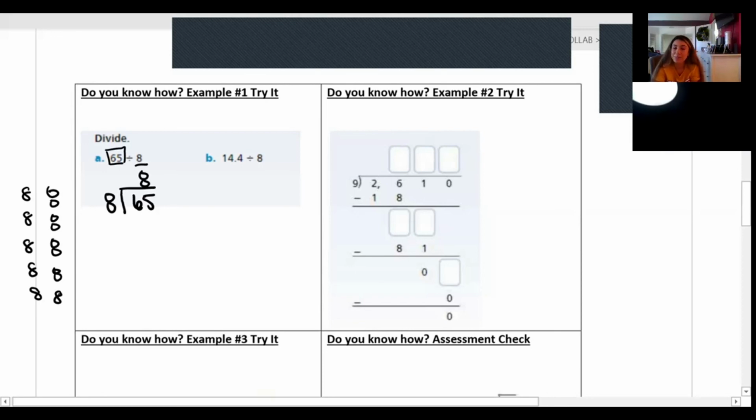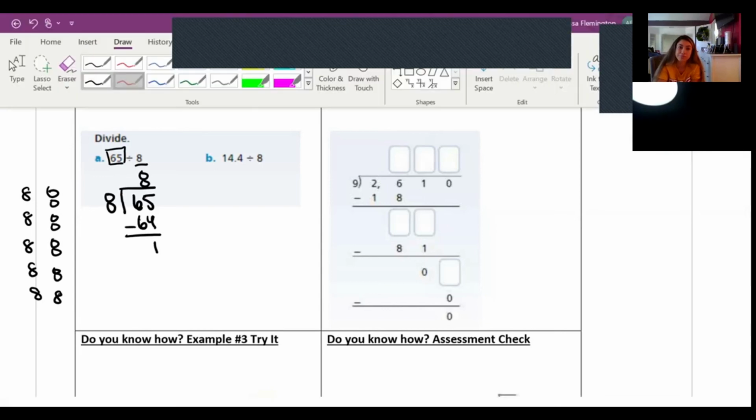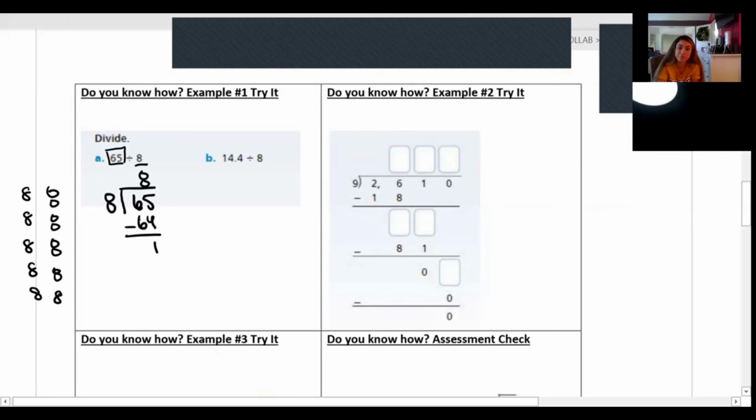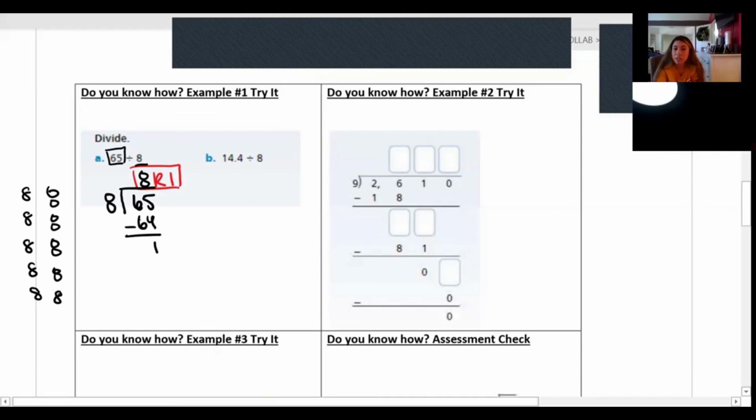So how many 8s get into 65? 8, because we know that 8 times 8 is 64, which doesn't get us 65, but when we find the difference of 65 from 64, we have a remainder of 1 left over. So that 1 will now be our remainder. So our answer is 8 remainder 1. All right, perfect.